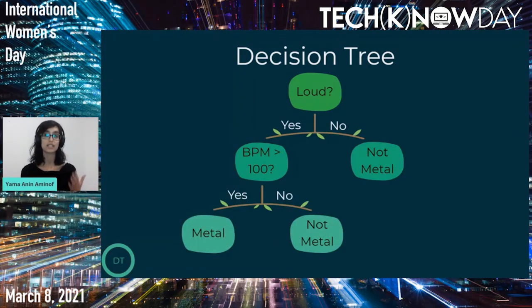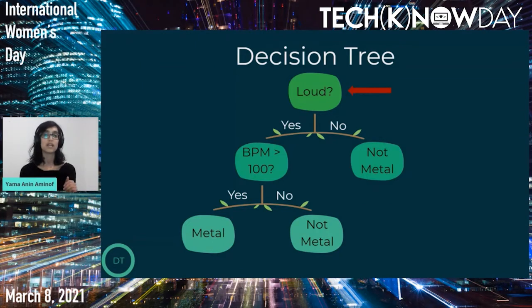And we can also ask questions that their answers are not binary. For example, if we want to ask something about how fast the song is, we can use the BPM we mentioned earlier, beats per minute, and we can ask if the song's BPM is larger than 100. And since most metal songs are faster than that, that should give us better separation between the classes.